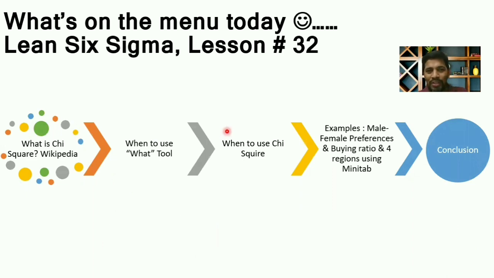So, what's on the menu today? As I said, we're going to talk about what chi square is and when to use what tool. The next one is when to use chi square particularly, and then an example of male and female. We're going to do two case studies, and I will make the conclusions.